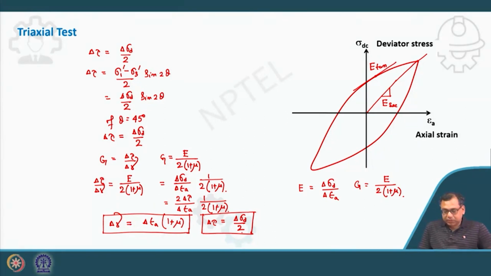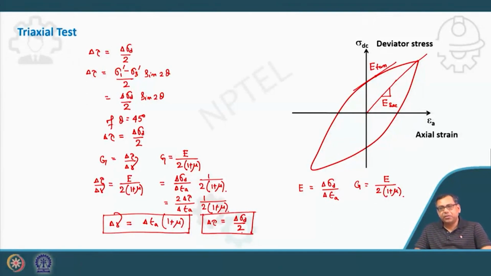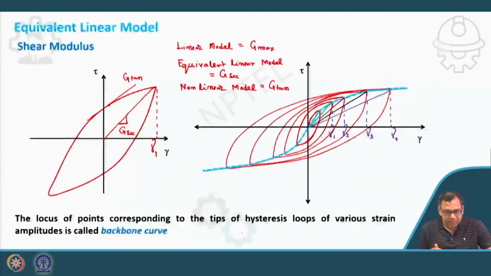So that means in one method you can directly calculate the E and from there you will get the G. In the other, you convert this stress strain plot from deviator stress versus axial strain to shear stress versus shear strain, and from there you calculate your values like I have discussed. So this is the shear modulus part that I have discussed.